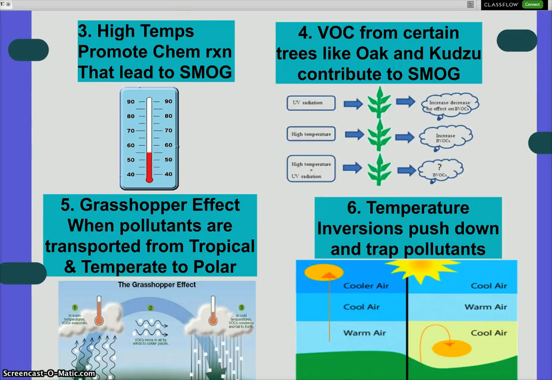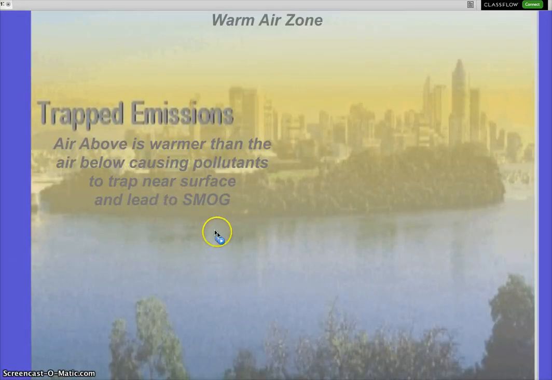And here's a picture of trapped emissions due to temperature inversions. And basically it forms smog. So when you see the words temperature inversions, you have to know the correct temperature profile for a troposphere, but you also have to know that it contributes to smog. And that's a picture of actually a temperature inversion and smog in LA, which I'll give you a little more on tomorrow.